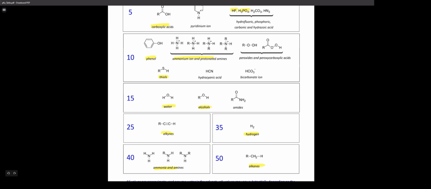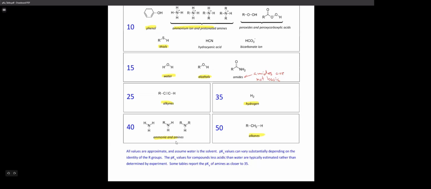The most important thing to note about amides is what they are not. They are not amines, which means they are not basic. If anything, they are extremely weak acids. In other words, where are amides on the table? They're 15. Where are amines on the table? They are 40. Okay.